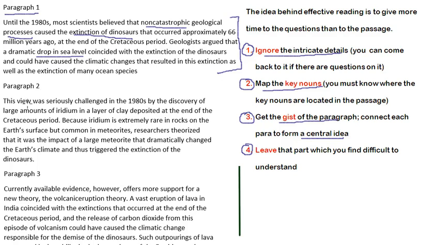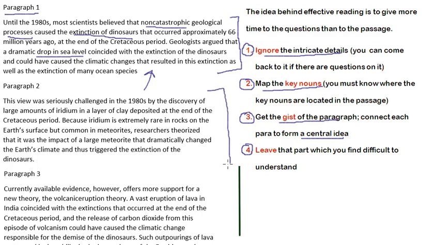The second para says this view was seriously challenged in the 1980s by the discovery of large amounts of iridium in a layer of clay deposited at the end of the Cretaceous period. So, the author says that this view, that is the view given above, was challenged. Because iridium is extremely rare in rocks on the Earth's surface but common in meteorites, researchers theorized that it was the impact of a large meteorite that dramatically changed the Earth's climate and thus triggered the extinction of the dinosaurs.